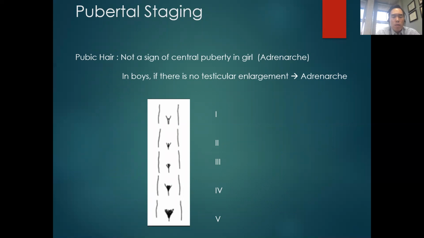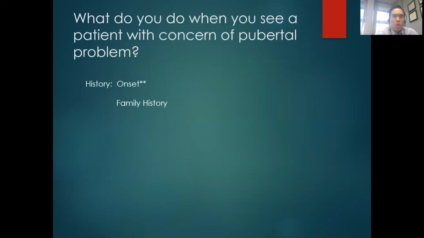The way to do the Tanner staging for pubic hair, same thing. Remember Tanner 1 and Tanner 5. 5 is fully developed. Tanner 3 is when a patient has pubic hair that covers just the mons pubis, right? And Tanner 4 is expanding beyond the mons pubis. So that's the Tanner staging for pubic hair.